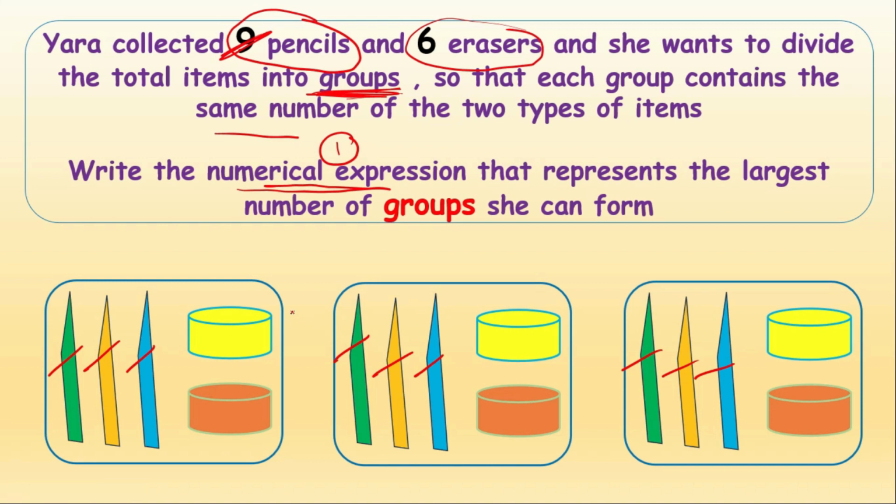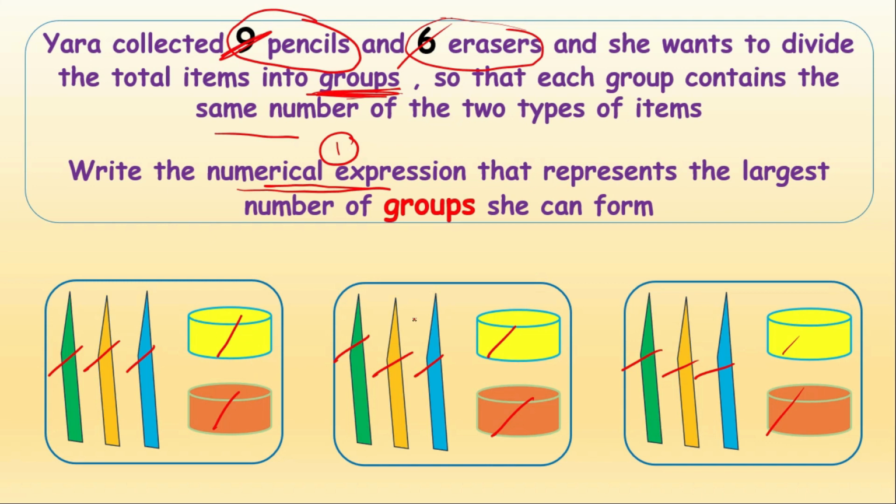Okay, so let's count all erasers. 1, 2, 3, 4, 5, 6. This is the number of erasers. 6. يبقى 6 كمان distributed into 3 groups, 2 in each one. Okay, يبقى كده كل جروب أخد 2 erasers.